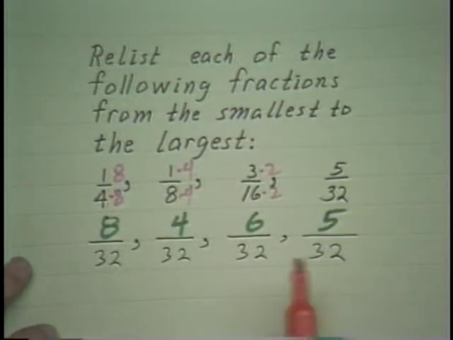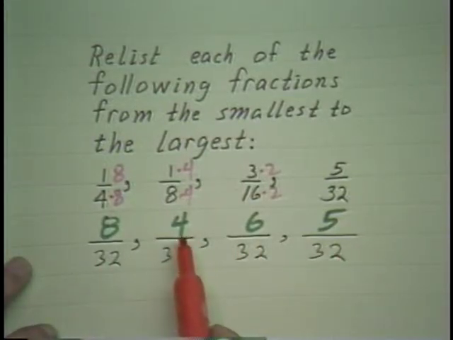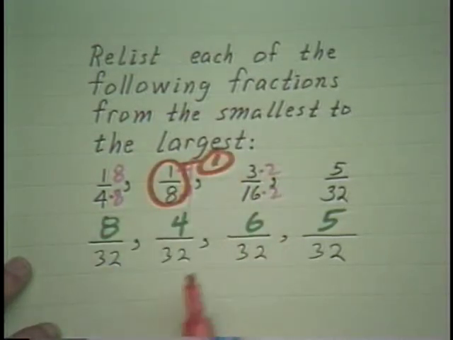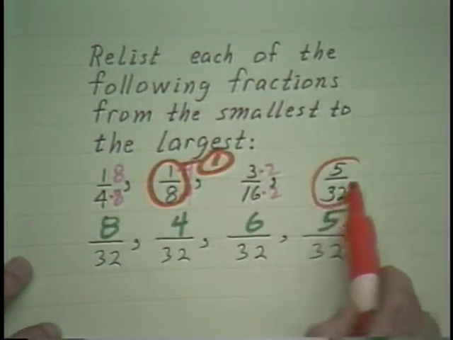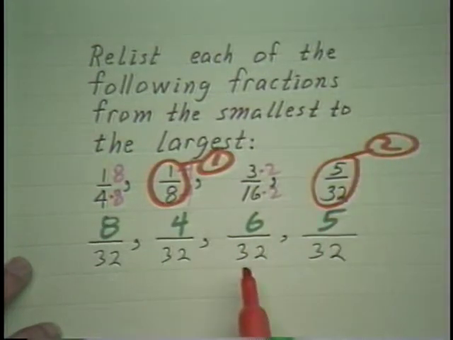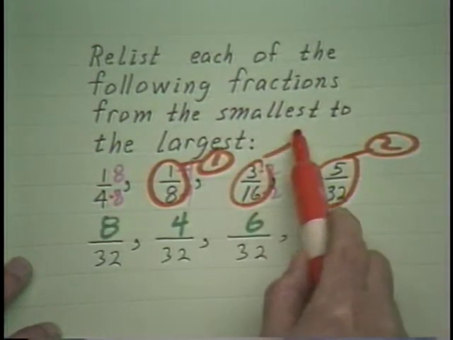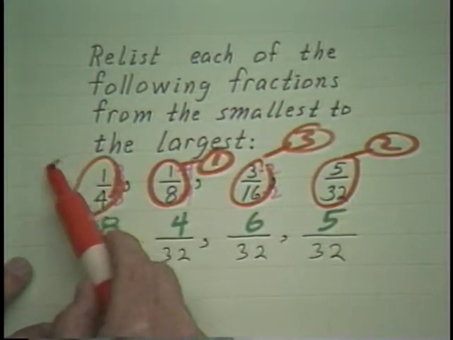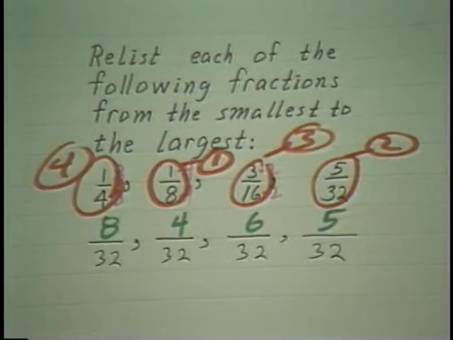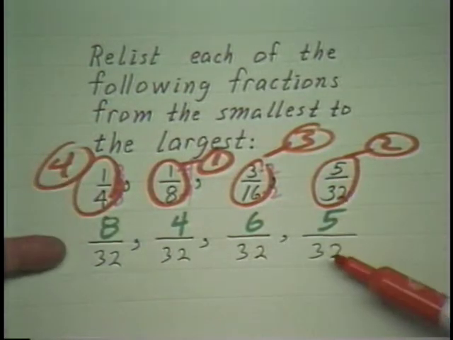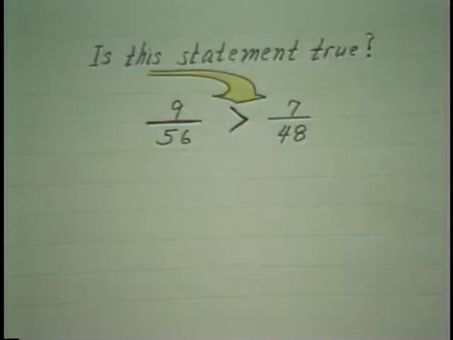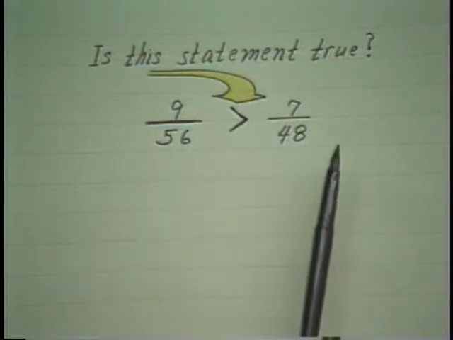But now, since the denominators are the same, all we have to do is order the tops alone. So 4 is the least, so this is my smallest fraction. 5 is the next smallest, so this is my second smallest fraction. This is next, so that was my third smallest fraction, and this is my fourth or largest. So, get common denominators, then order the fractions by their numerators. That's simple.